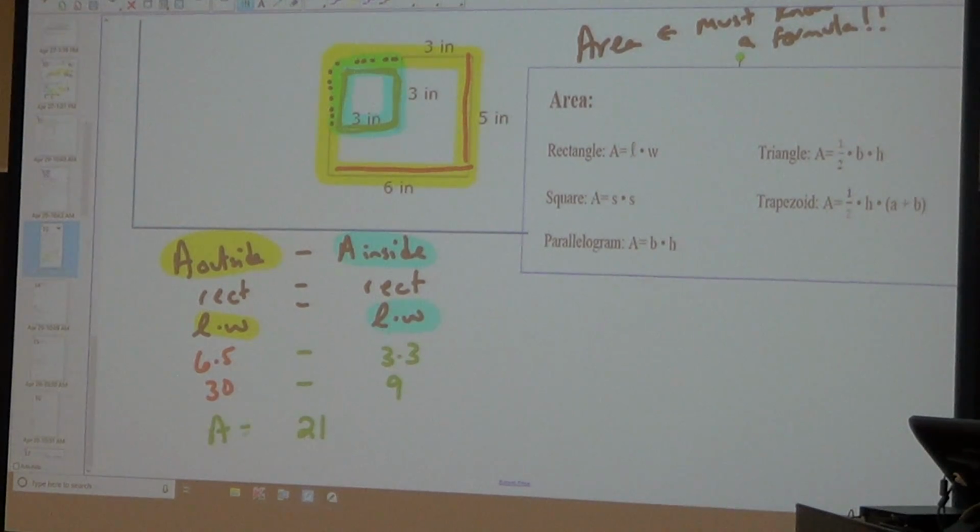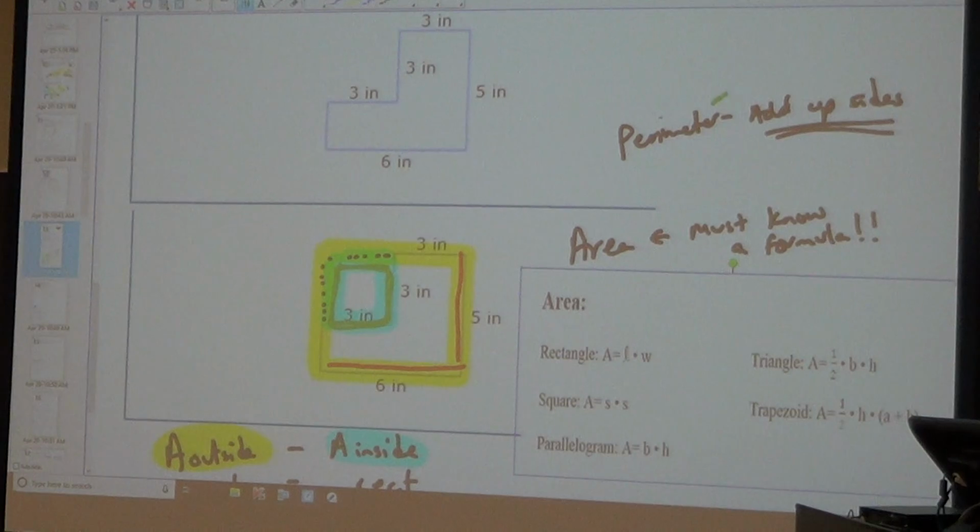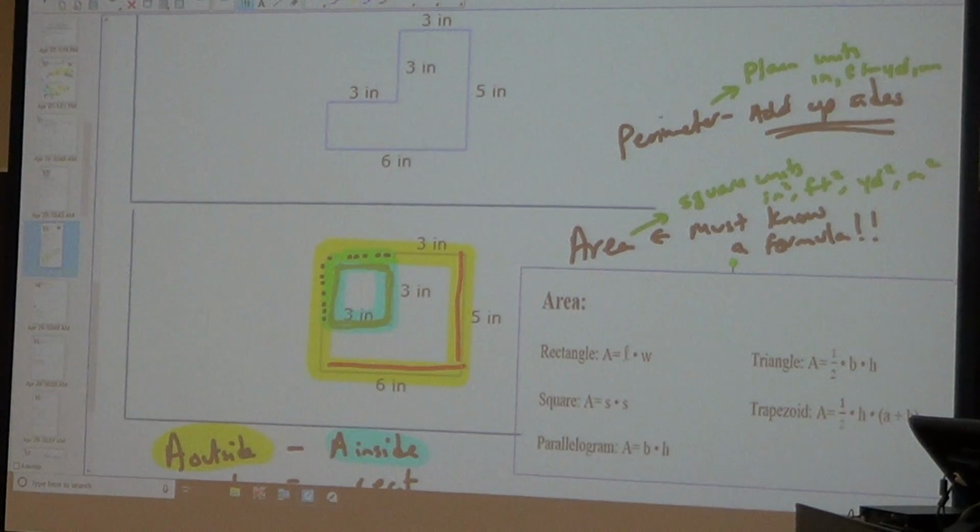Now, when you're doing area, your units are squared, to the second power. So we talked about that perimeter had plain units. Perimeter was when you were doing inches, feet, yards, miles, whatever. Area has square units. Inches squared, feet squared, yards squared, miles squared. We don't square the number, we just square the word.